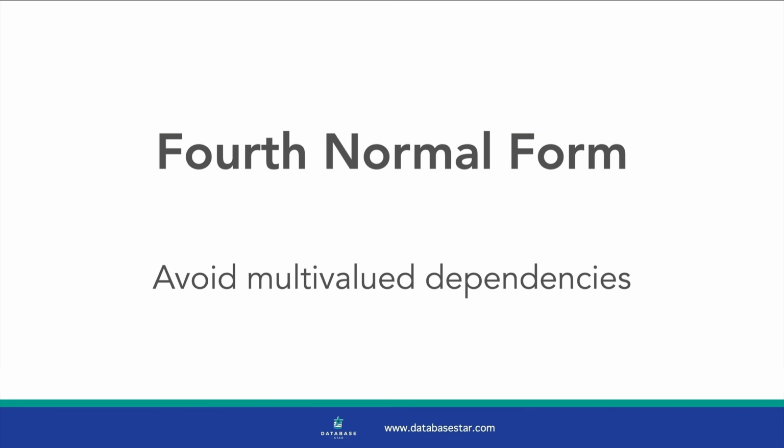The next normal form is called fourth normal form. This step is all about something called multi-valued dependencies. That sounds complicated, but it is a simple idea. If two pieces of information are independent, don't put them in the same table.